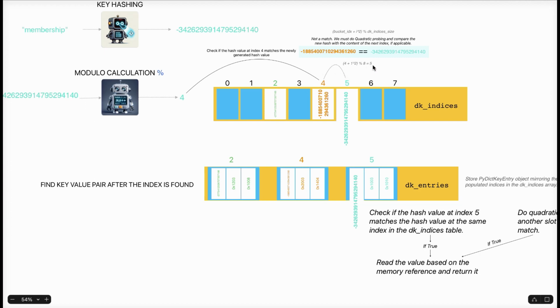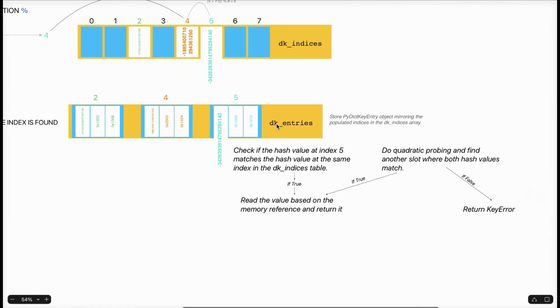So we have to find it. In order to find it, we do the same quadratic probing: we take the bucket ID, which is 4, plus 1 squared, modulo 8, which produces 5. So we go to 5 and check whether the value at index 5 matches the value we produced while hashing, and it does match. That means we found our slot. Because we know that the indices in the dk indices array mirror the dk entries array, we jump directly to index number 5 in the dk entries array, and then we look for the memory references and take it from there.